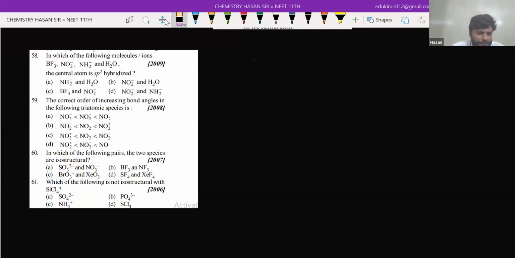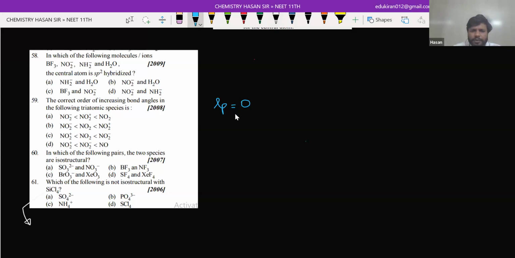Not getting 61? Okay, 61 is very easy. Which of the following is not isostructural with SiCl4? Very simple it is. Silicon is a 14th group element, right? Yes, sir. So, can you tell me the lone pair present in silicon? Silicon, a 14th group element, will have lone pair equal to 0. Yes or no? Yes, sir.